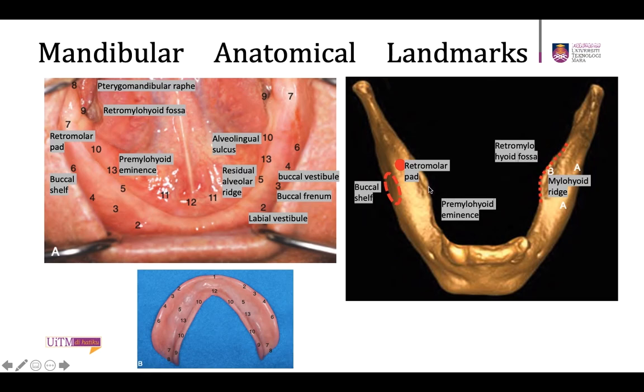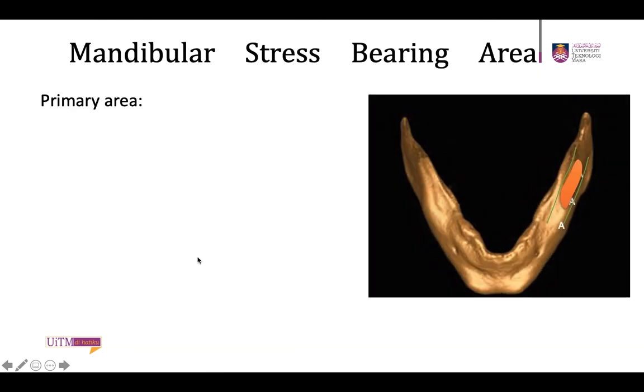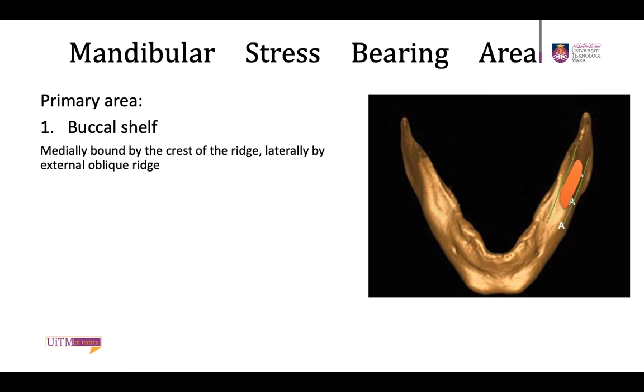This is the premylohyoid eminence. It's not easy for you to identify this structure intraorally. However, what you can do is palpate, and in doing so, you should be able to find an area of a bony eminence. So for the mandibular stress-bearing areas, of course, we have the primary area and the secondary area. So what do you think is the most important mandibular stress-bearing area for the mandible? It is the buccal shelf.